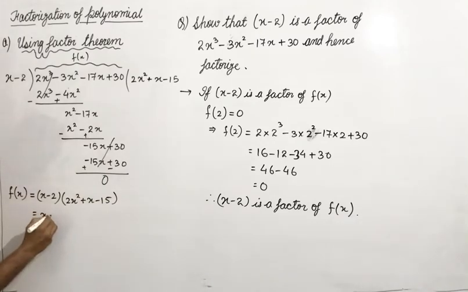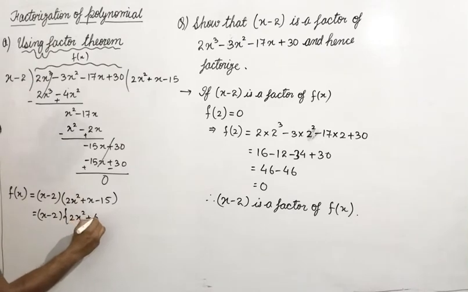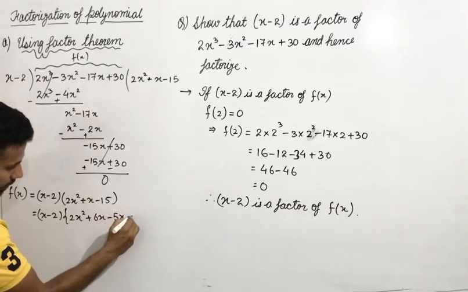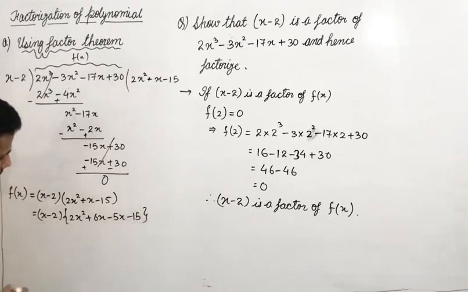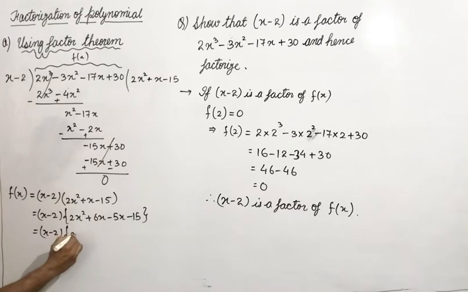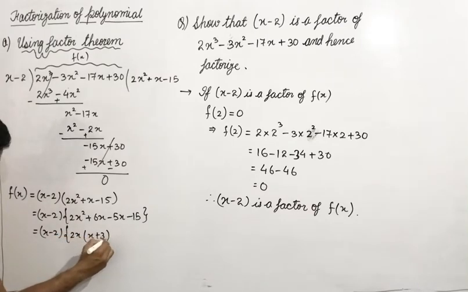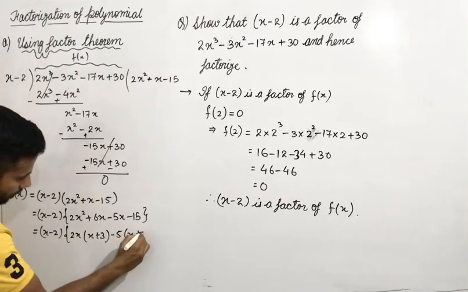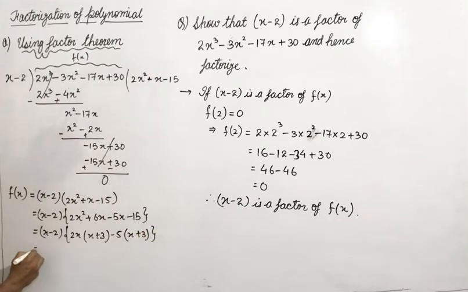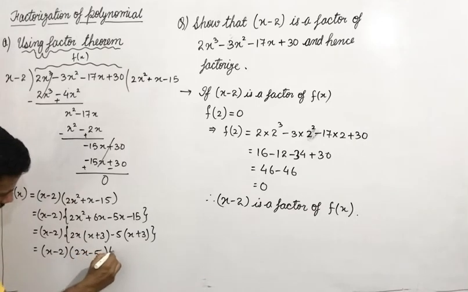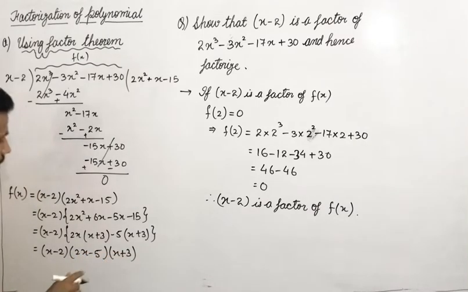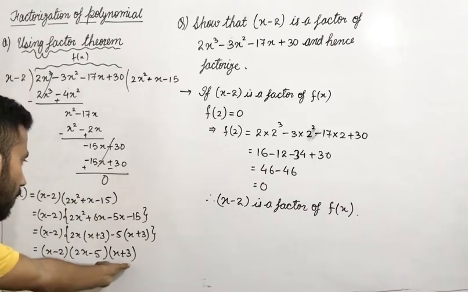So when you write it like this, fx, it is 2x square plus 6x minus 5x minus 15. So it is x minus 2, 2x, x plus 3 minus 5, x plus 3. So it is x minus 2, 2x minus 5, x plus 3. So this is how it has got splitted.